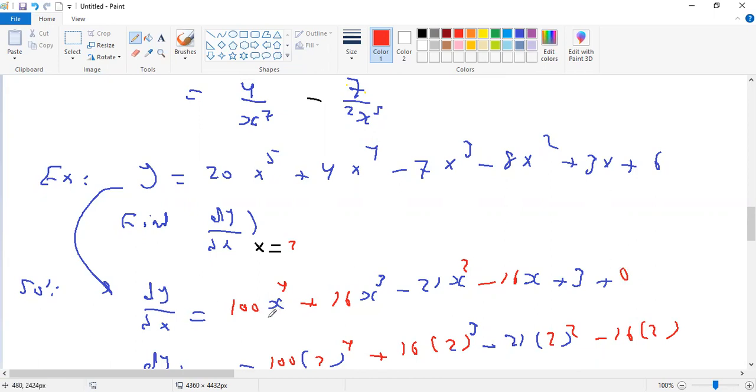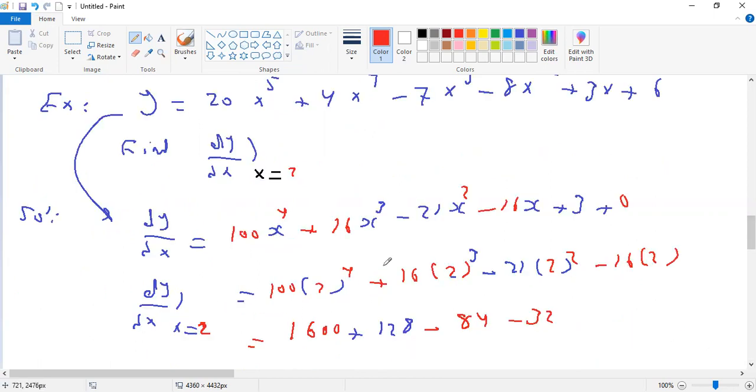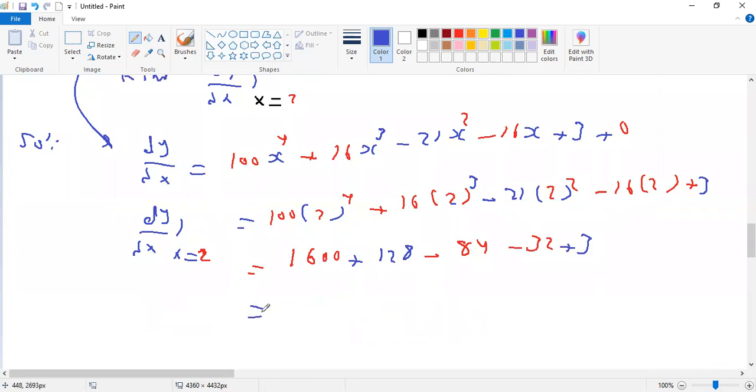Now, this is the derivative, but they asked to find the derivative at 2. Put x equal to 2 here: 16 times 100 is 1,600, and 8 times 16 is 128, and here we put 2 to the power 2, 4, times 21 is 84, and 16 times 2 is 32. There is a plus 3, I didn't write this one, so I have to write the last one, plus 3. Now the calculation. You can use the calculator to find this.